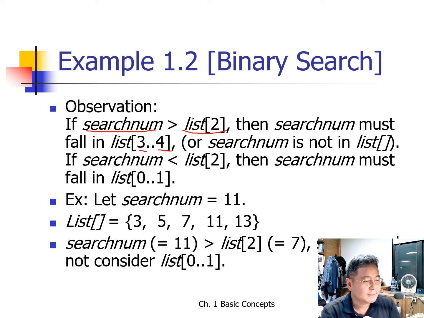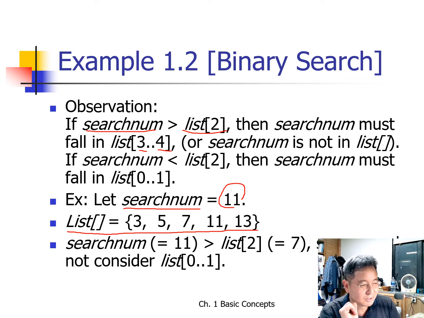Okay, so this is an example. I want to search 11 from the array. The list is 3, 5, 7, 11, 13. Yes, there are 5 data stored in the list array. And we can see that this 11 is located here.